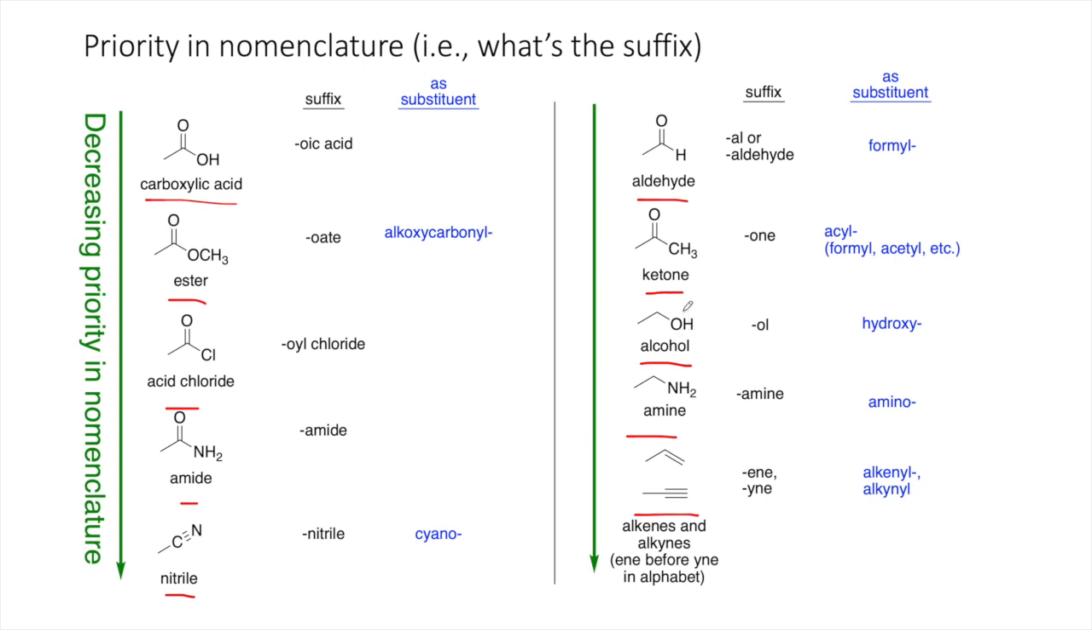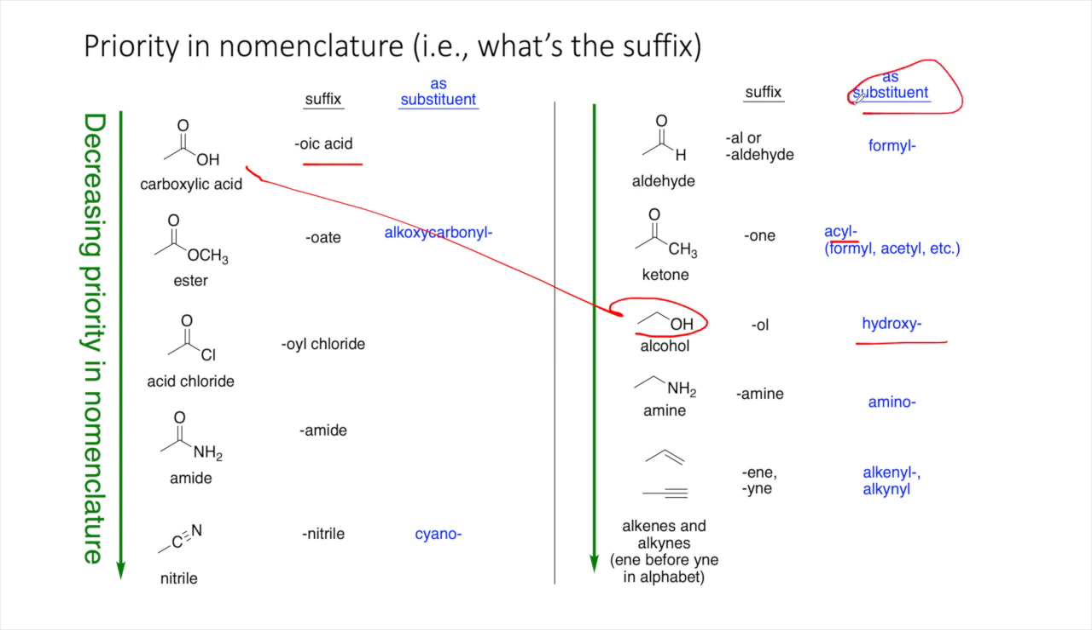So if I have an alcohol and a carboxylic acid, then it's going to be a hydroxy acid and not an acid-ol or whatever, right? So if I have a keto ester, it'll be an acyl ester, so acetyl acetate or something like that. Okay, so that's how we use it. So if something loses in priority, it gets named as a substituent.